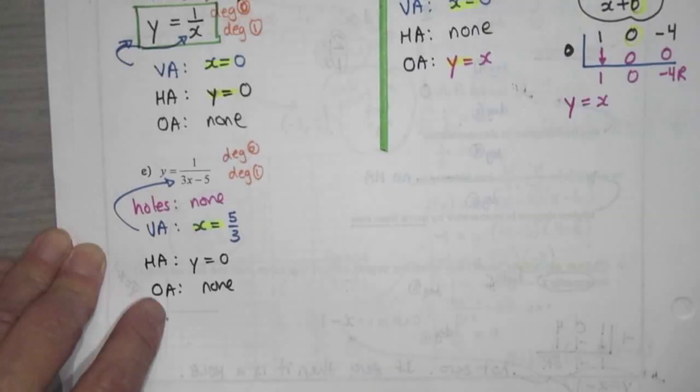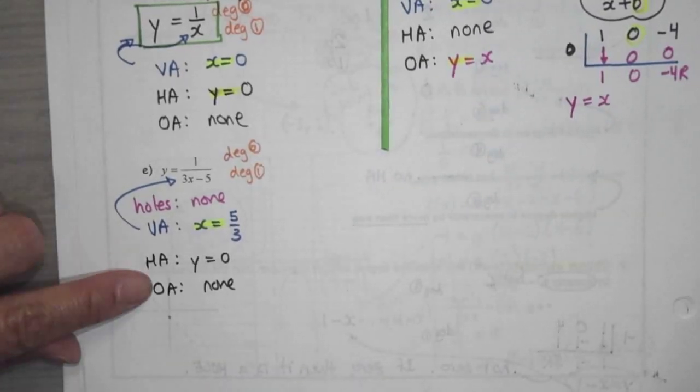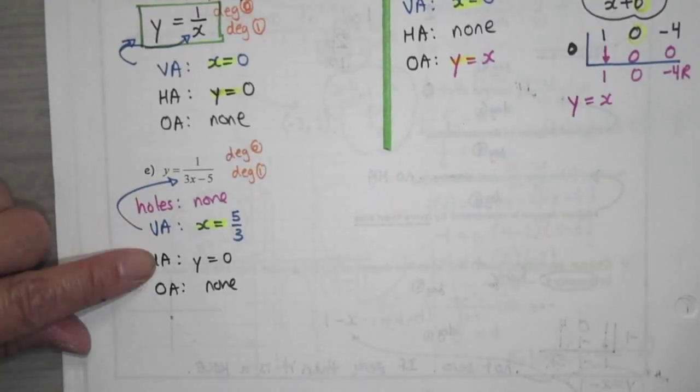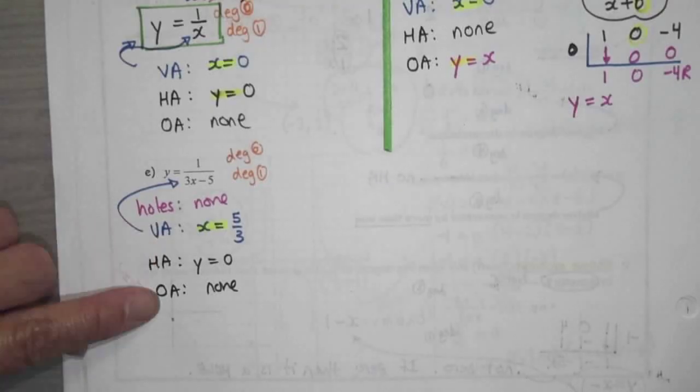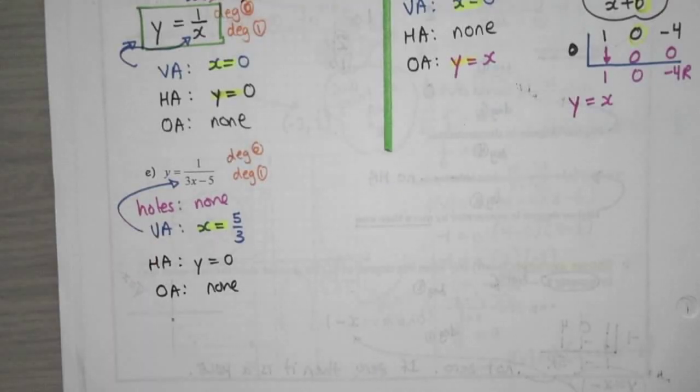Any other questions? Yes, the question was, can you have both? You can't have those two together, but you can have a vertical with the oblique. All right.